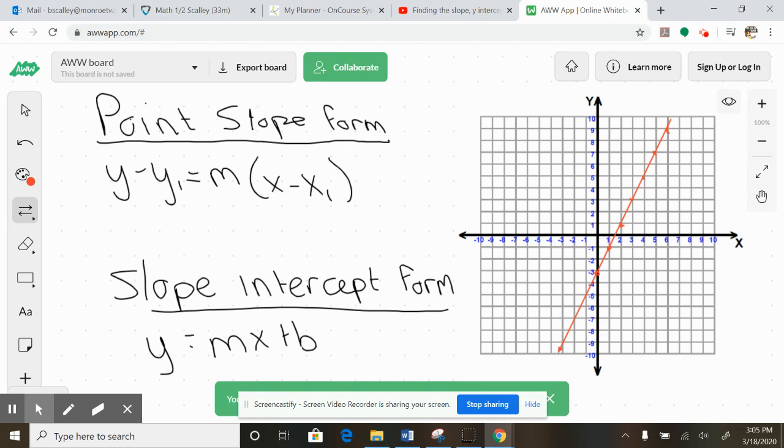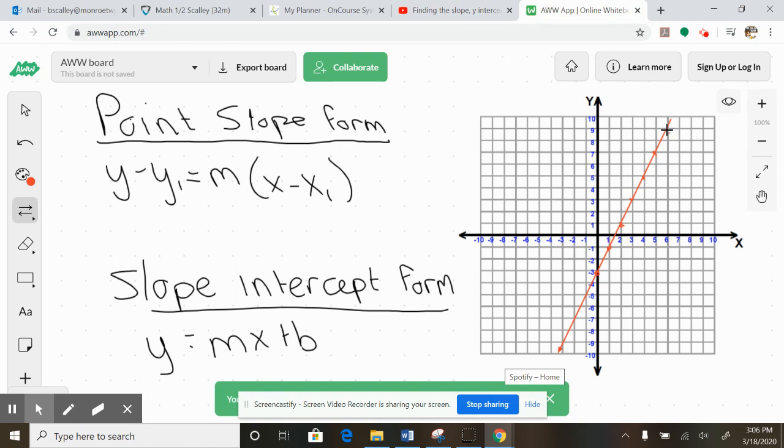Now the slope is going to be the same slope for this whole problem. You can see the slope is going to go up 2 over 1, up 2 over 1, up 2 over 1. The slope is 2. But trying to figure out this equation, I could do it two ways. If I was given the y-intercept, -3, then I'd be using the slope-intercept form. I know the slope and the y-intercept.